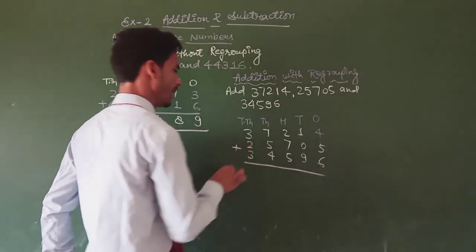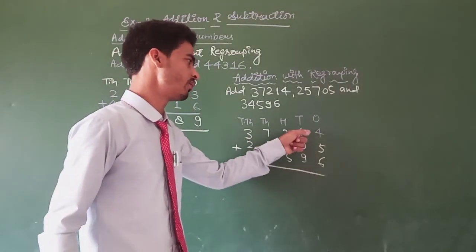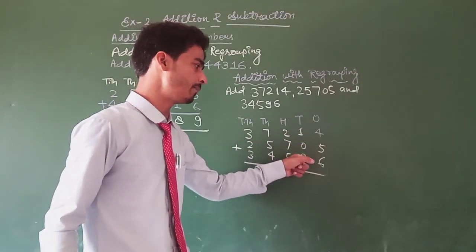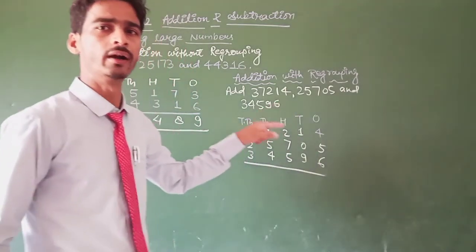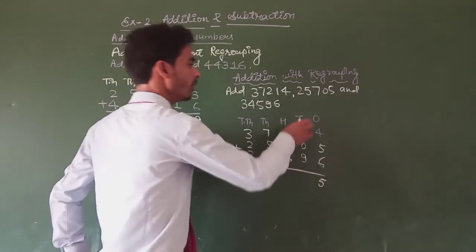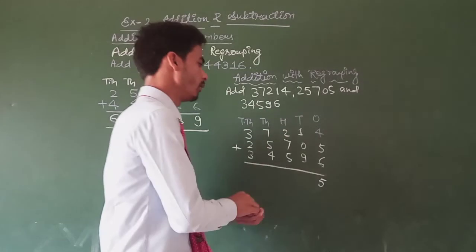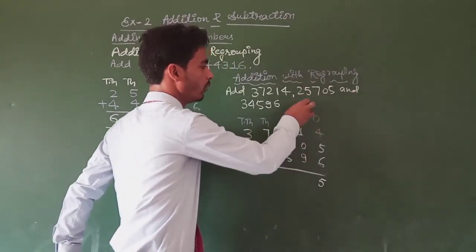Firstly we have to add the ones. So 4 ones plus 5 ones plus 6 ones. 4 plus 5 is 9 ones, and 9 plus 6 is 15 ones. And regroup 15 ones, that is 1 ten and 5 ones. So write down 5 ones. Okay. And now carry over 1 ten to the tens column.